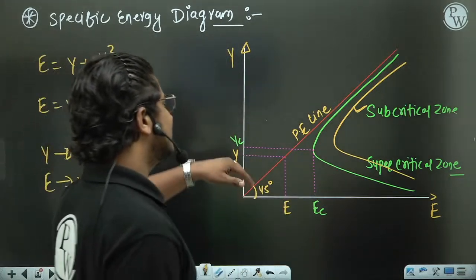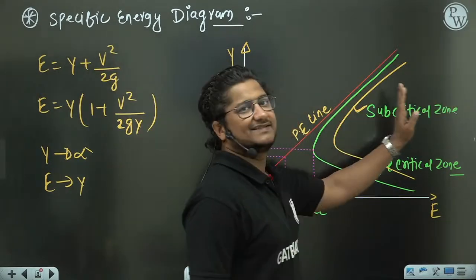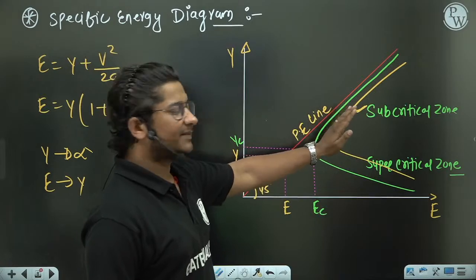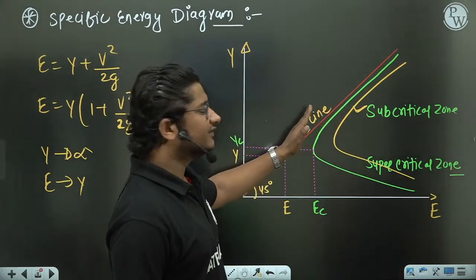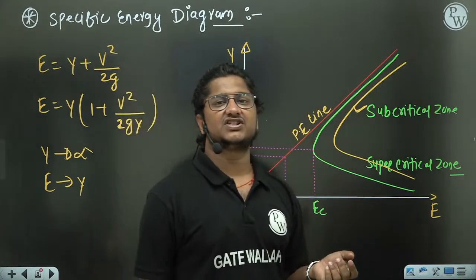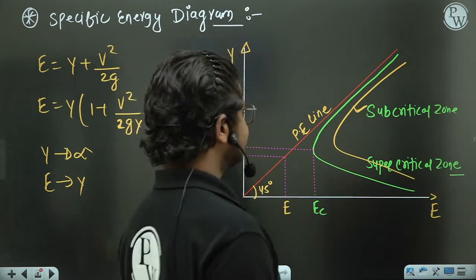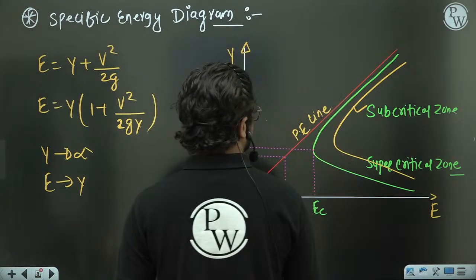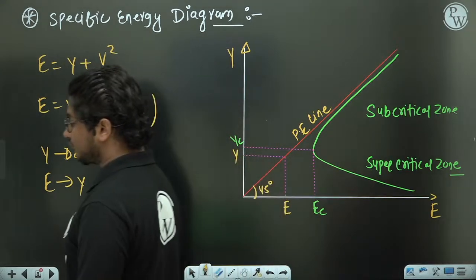So if you increase the discharge, a different specific energy curve will come, and it will come on the right side. If any specific energy curve is on the left side of this green curve, that means it is drawn for a lower discharge value. I hope you got this. These are basic points, but they are very important for you to remember.